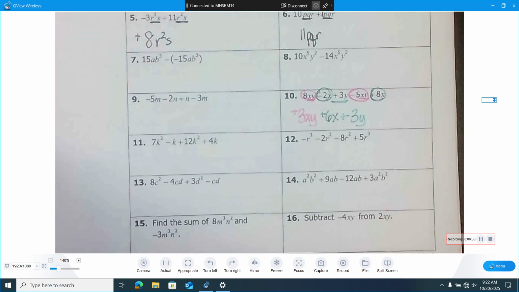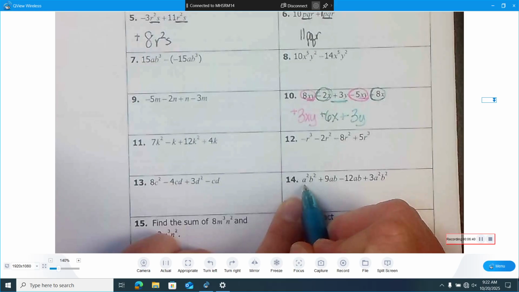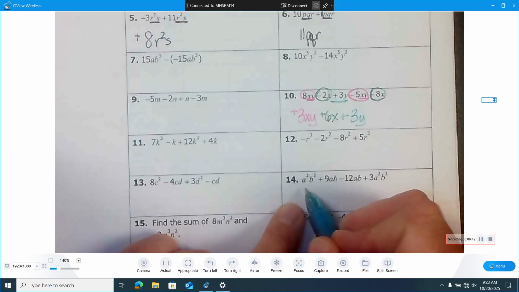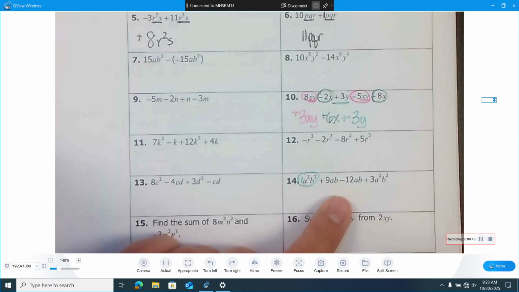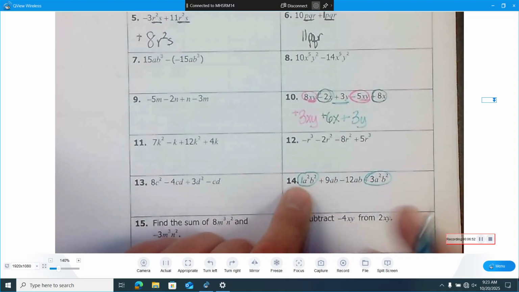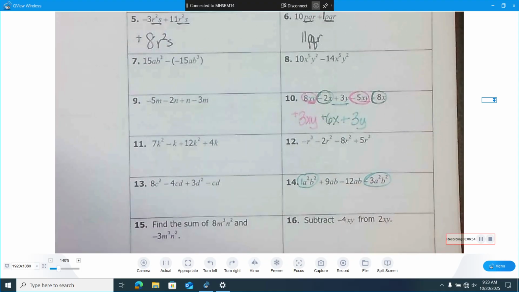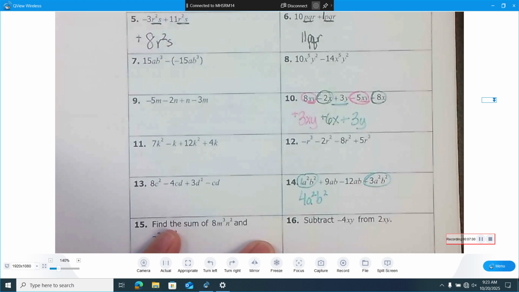Let's look at number 14. Number 14, I have, what's the number in front of a squared b squared? A 1. All right, so we got 1a squared b squared. And what does that combine with? 3a squared b squared. So positive 1a squared b squared and positive 3a squared b squared is? 4a squared b squared. Beautiful.